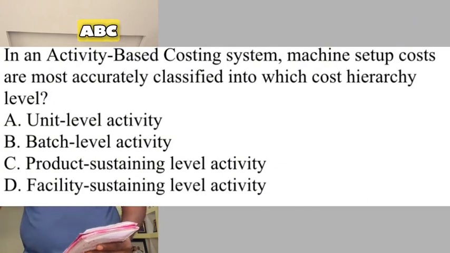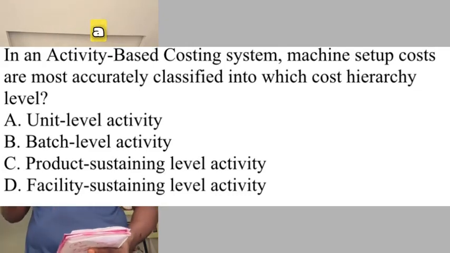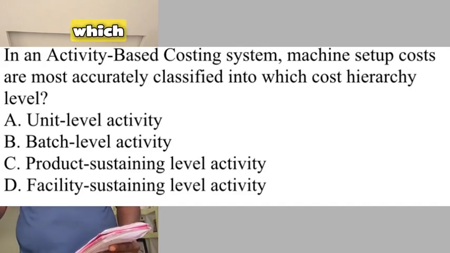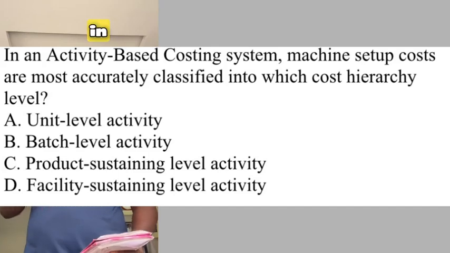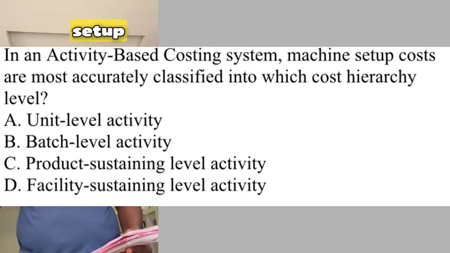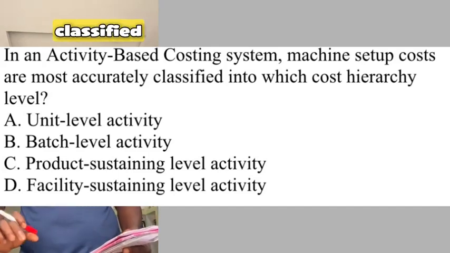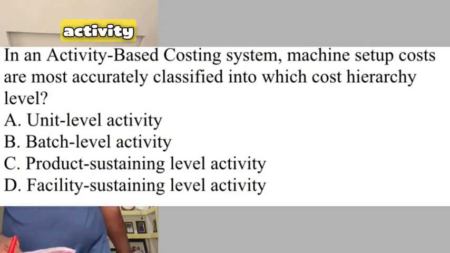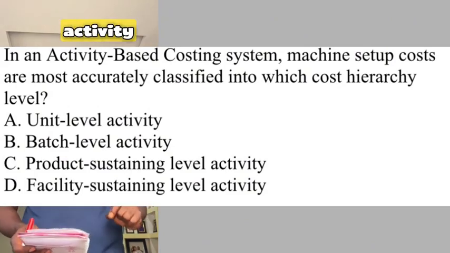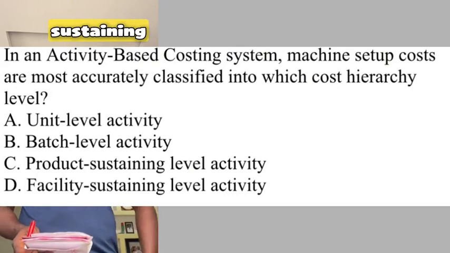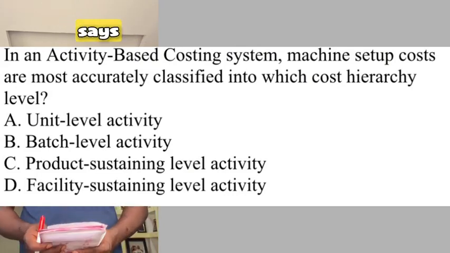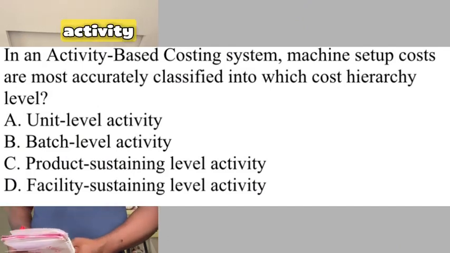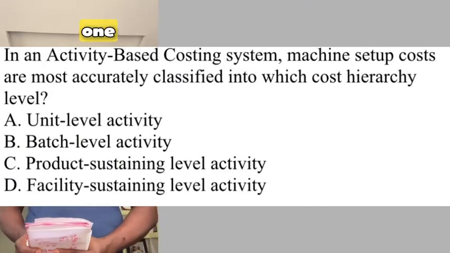In an activity-based costing system, ABC, machine setup costs are most accurately classified into which cost hierarchy level? A says unit level activity, B says batch level activity, C says product sustaining level activity, D says facility sustaining level activity. Which is the correct one?